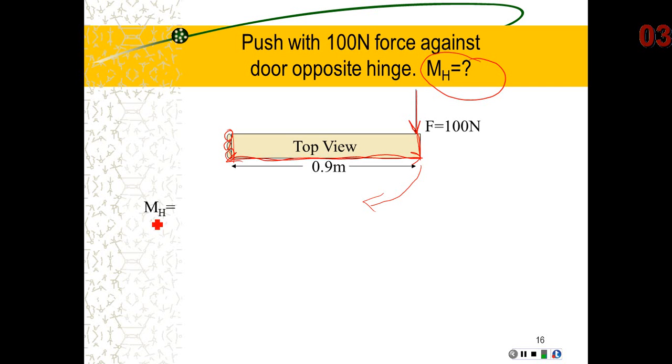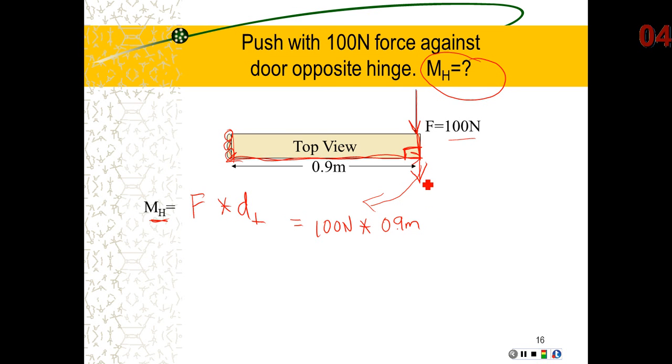So the moment at the hinge, we take that simple equation: moment is equal to a force times a distance. We have to make sure the distance is perpendicular to the force. In this case, our force is 100 newtons. Our distance is 0.9 meters. We have to check, is that a perpendicular force-distance relationship? And we can see yes, those two are running perpendicular. So we're good. It is a perpendicular distance.